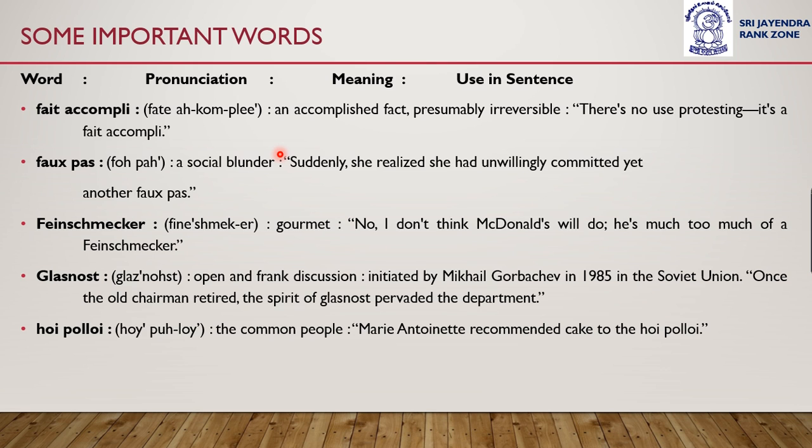So I hope all of you have understood these words. Fait accompli means an accomplished fact, presumably irreversible. Faux pas means a social blunder. Fenchmaker means gourmet. Glasnost means open and frank discussion. Marie Antoinette recommended cake to the hoi polloi. Hoi polloi means the common people. Let's move on to the next slide.